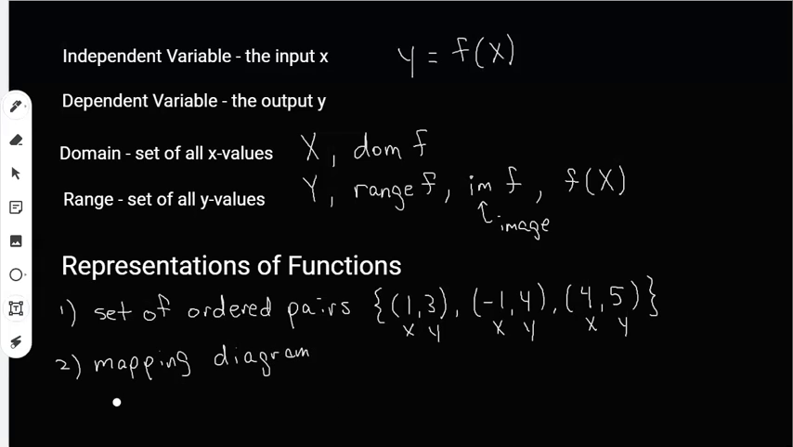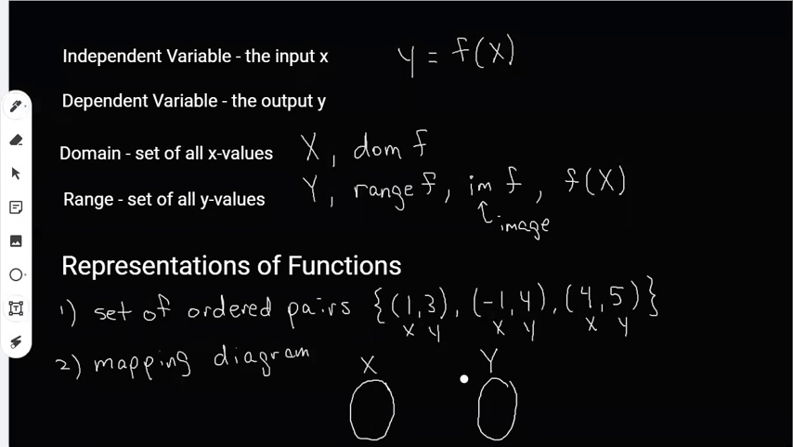So one of the ways I can write this is I can have a set of x values in one bubble, and then I'll have a set of y values in another bubble. And then I'm going to draw arrows between them. So let's look at the previous example where we had 1, 3, -1, 4, and 4, 5.